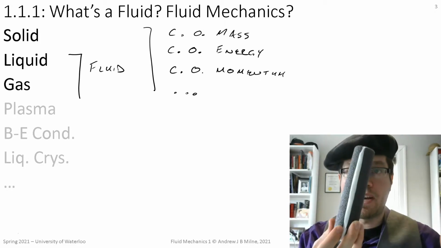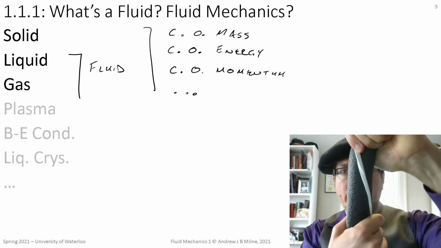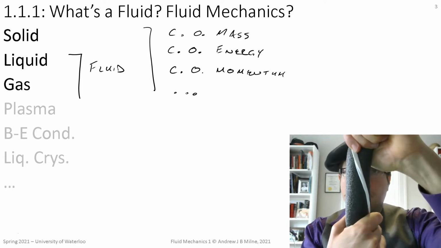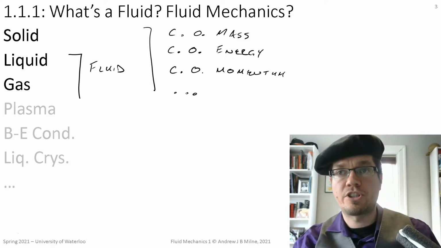So when you apply a load to a solid like this one, it deforms to a point where the internal stresses balance the load applied. And when you remove that load, the solid returns, at least partially, at least mostly, to its original shape.